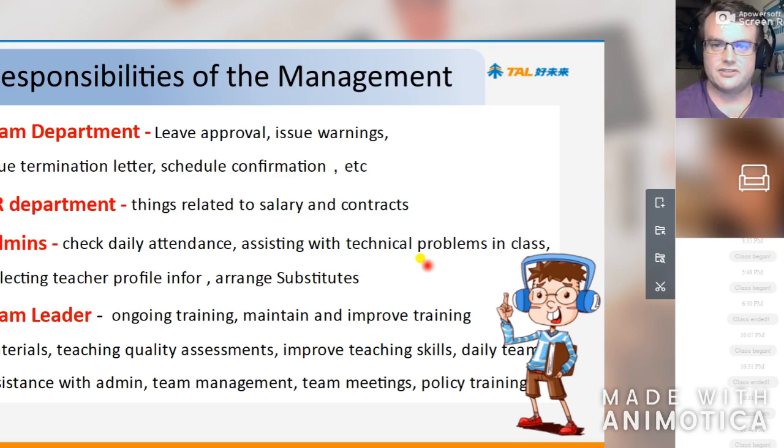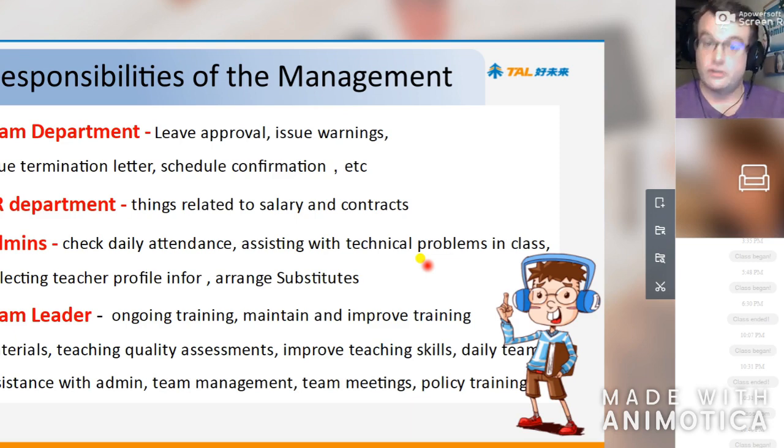Then we have admins. They are very important because they check the daily attendance of the teachers to make sure all teachers are ready for work. They assist with technical problems in class. Say that you have an issue with your student's headset. You can't hear your student. You can't see your student. Your FC is not opening properly. Your student can't see the PPT. Whatever problem it is, we let the admins know because they will help us find a solution for that problem. That's why they're very important in class.